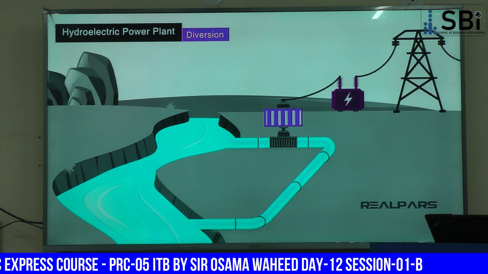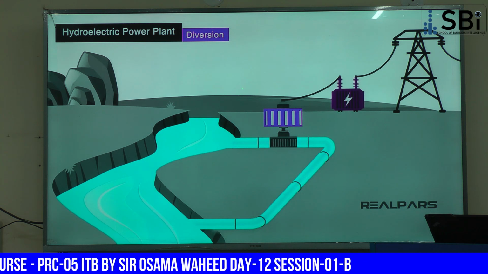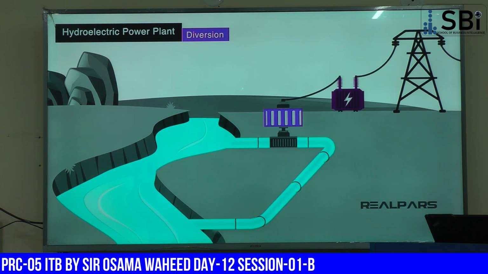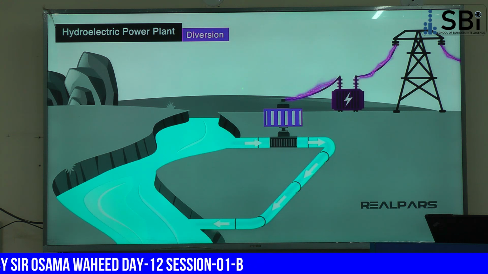Next up, we have diversion. A diversion is fairly similar to an impoundment facility, but may not need the use of a dam, but works by channeling a portion of a river through a canal or a penstock.